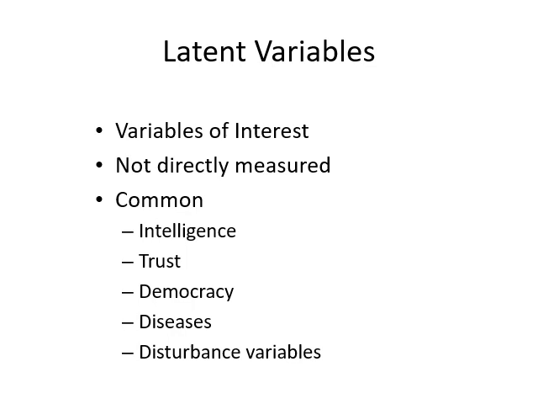So common latent variables include intelligence, trust, democracy, disease, disturbance variables, basically almost anything that has to do with human behavior, attitudes, feelings, emotions, etc. What we're interested in psychology.